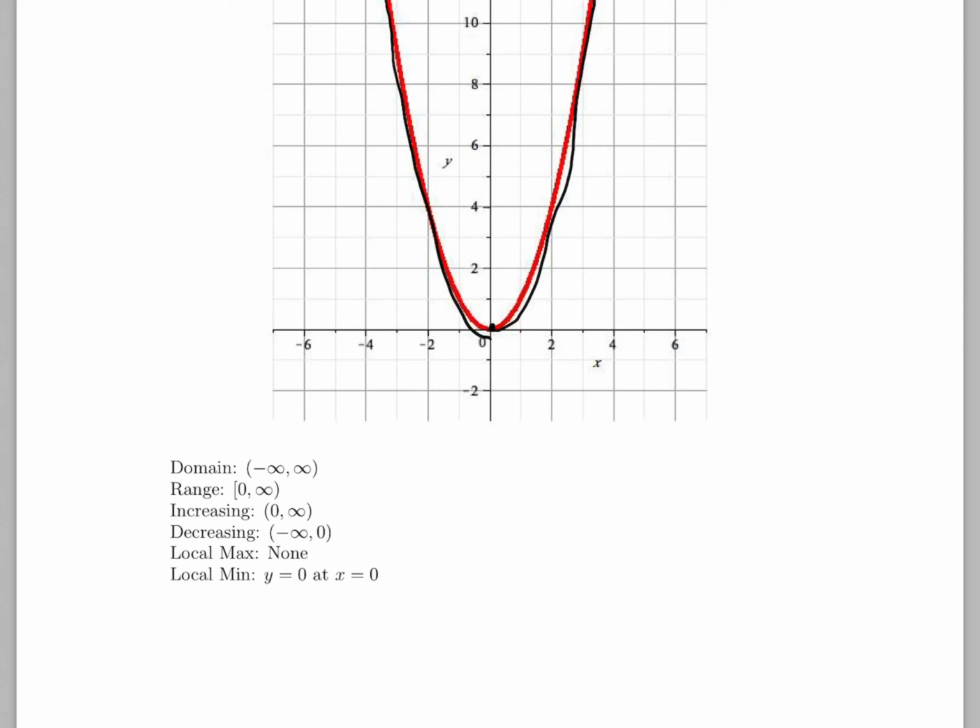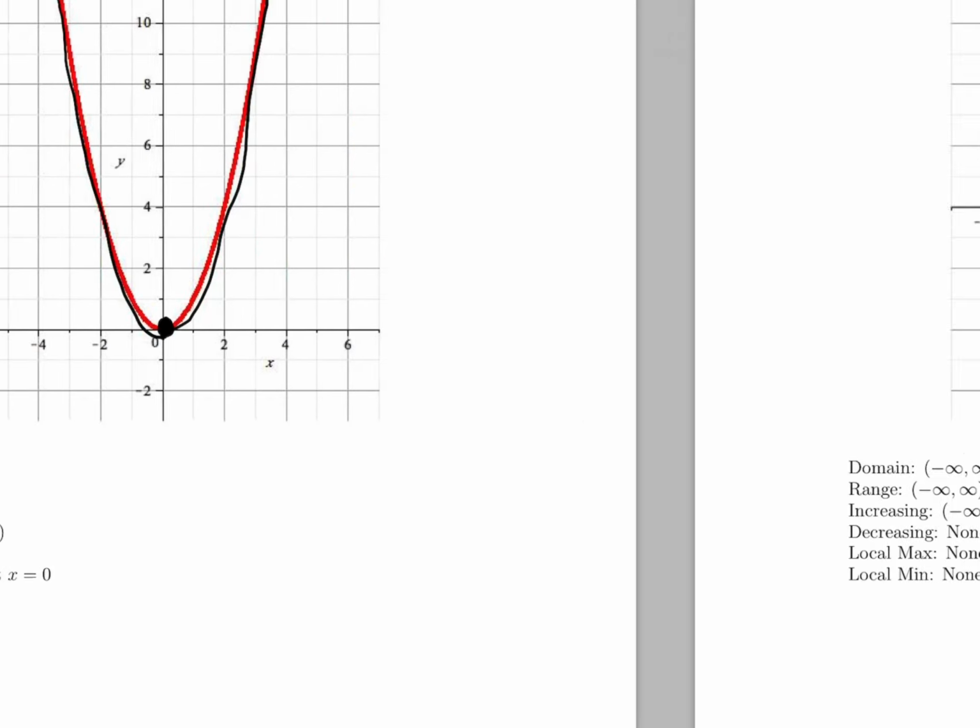We have no local maximums. There is no point where we get a maximum, but we do get a minimum of 0, y is equal to 0, and that is found at x is equal to 0. That is a local minimum.